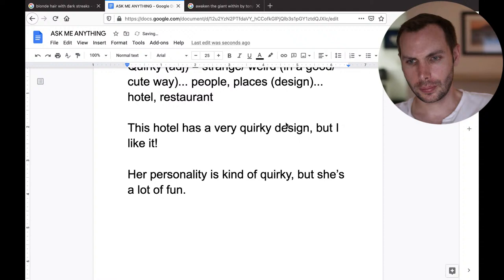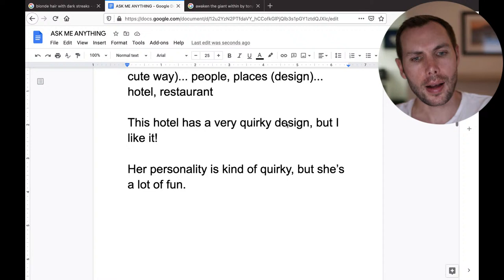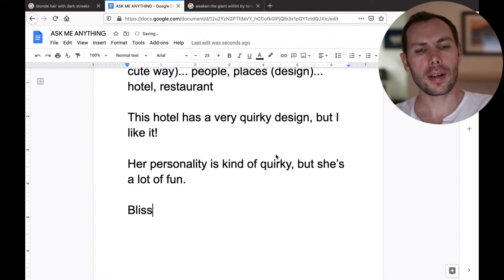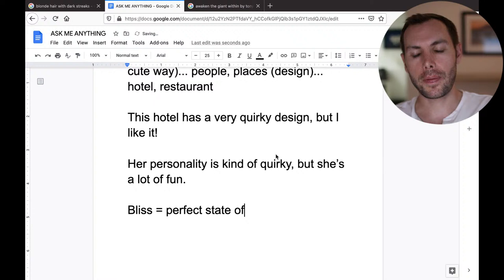All right, well, I think that's enough for now. I did have a few more. Okay, there's one more word that I like in English. Bliss. So bliss is basically a perfect state of mind, I guess. Like when everything is perfect and you are enjoying something so much, it is bliss. You could also say blissful.